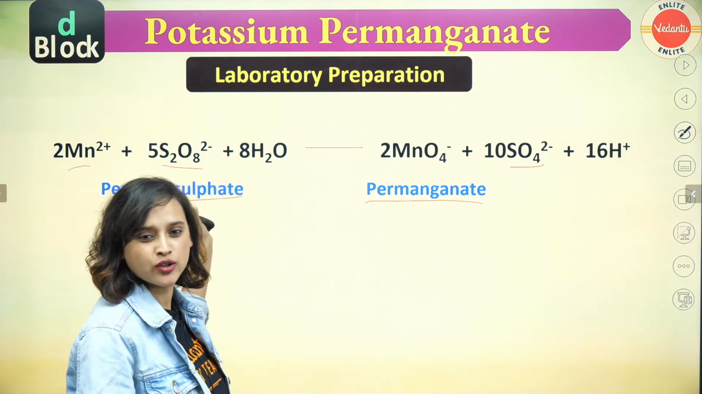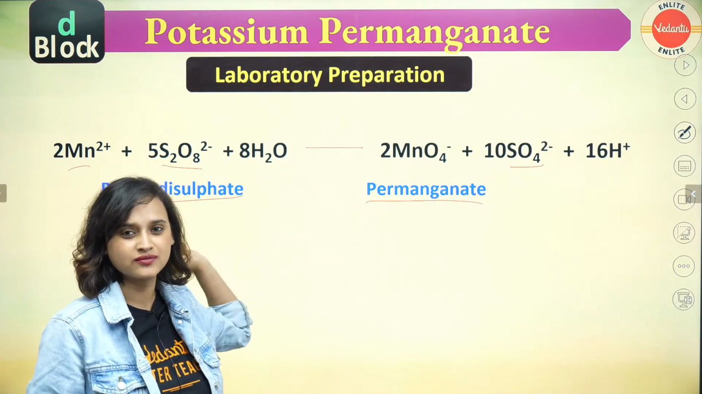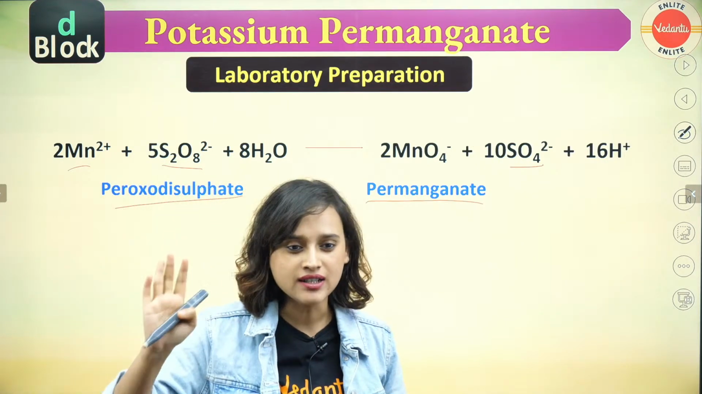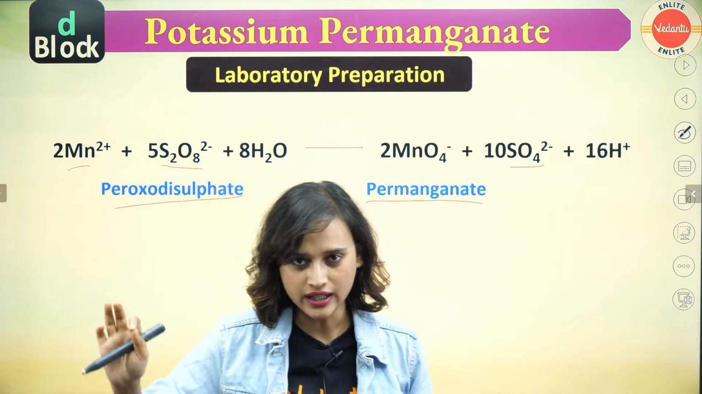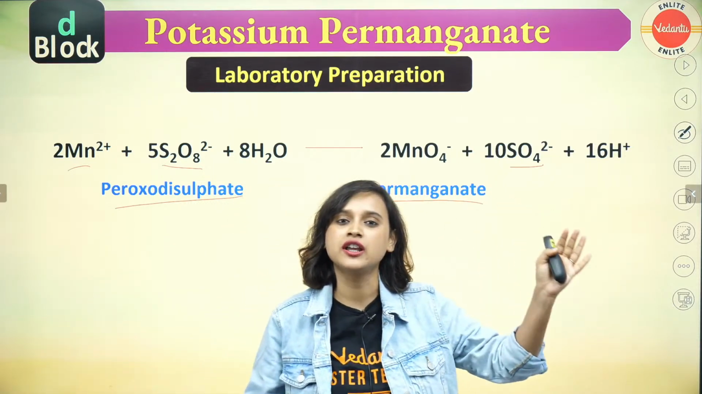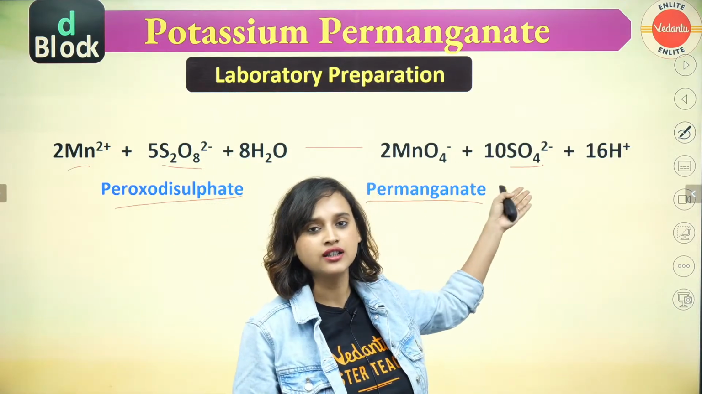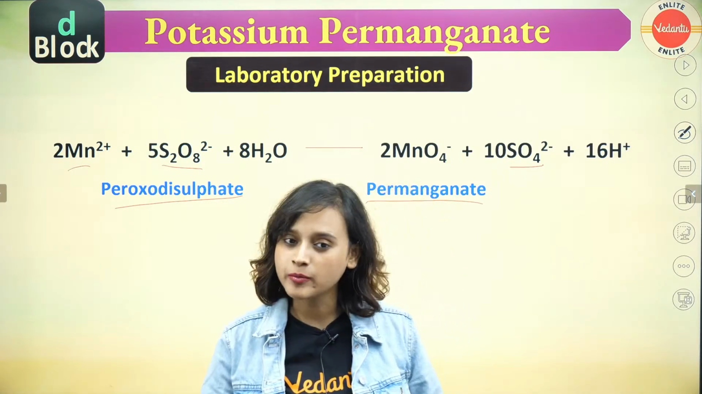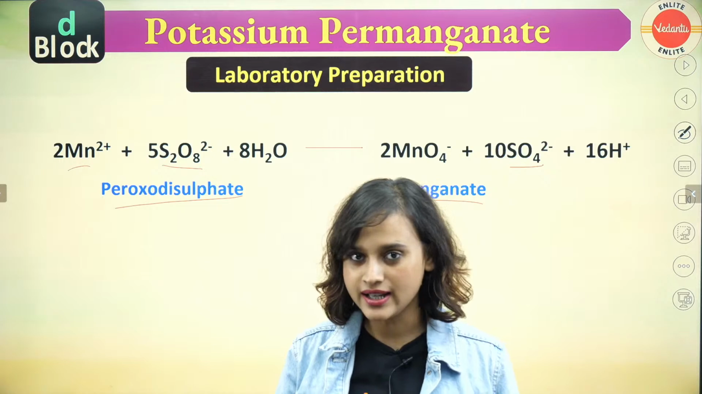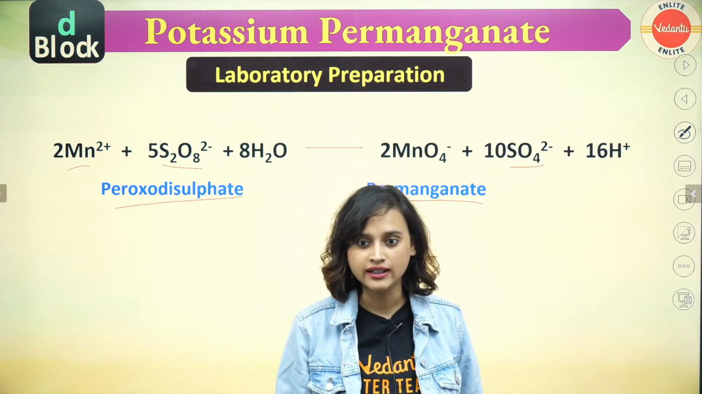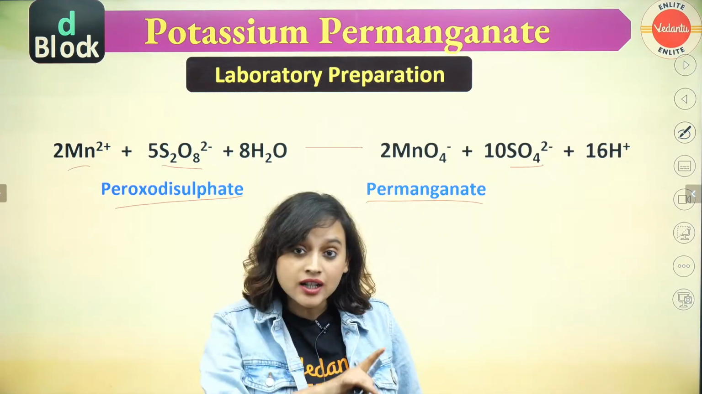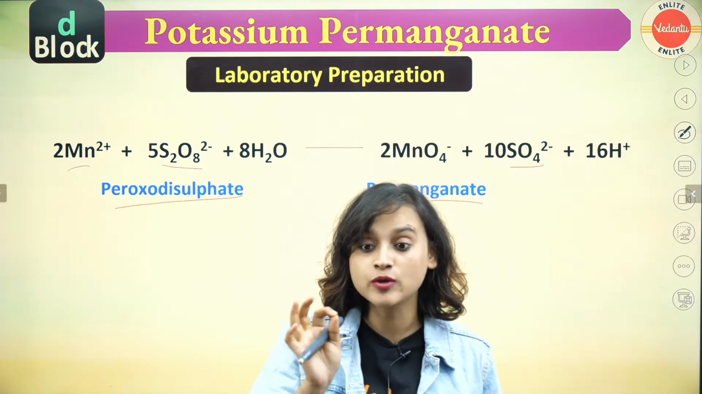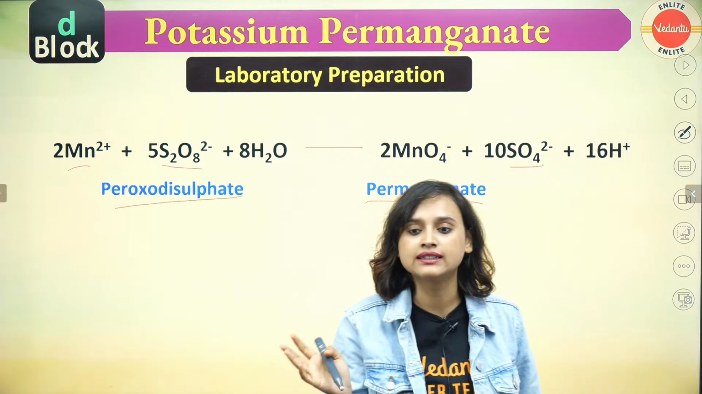And then you just have to balance it. All you need to take is manganese, 2Mn2+, and you are going to take peroxodisulfate. You are going to get permanganate. That's it. Easy, no? Laboratory preparation is easy, everybody. Now, for the other preparation, remember the disproportionation reaction.